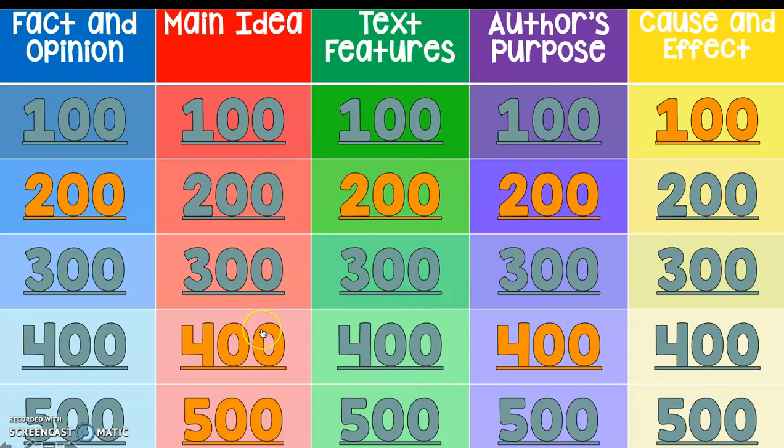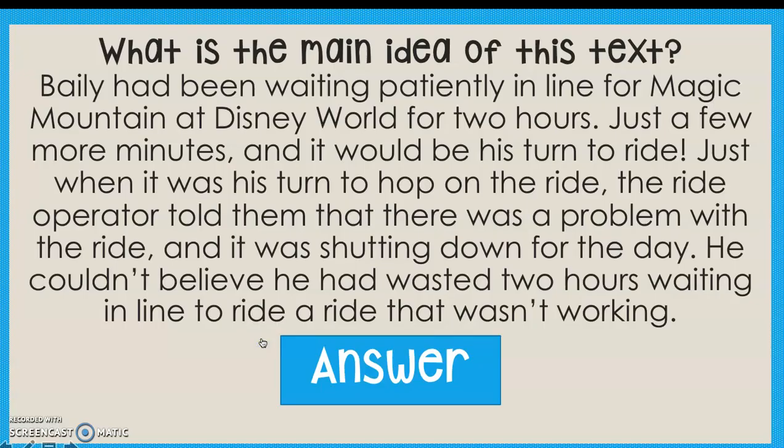All right, let's do main idea for 400. What is the main idea of this text? Bailey had been waiting patiently in line for Magic Mountain at Disney World for 2 hours. Just a few more minutes and it would be his turn to ride. Just when it was his turn to hop on, the ride operator told him that there was a problem with the ride and it was shutting down for the day. He couldn't believe he had wasted 2 hours waiting in line to ride a ride that wasn't working. So think about, what is the main idea of this text? What is this mostly about? Go ahead and pause if you need time to write your answer down.